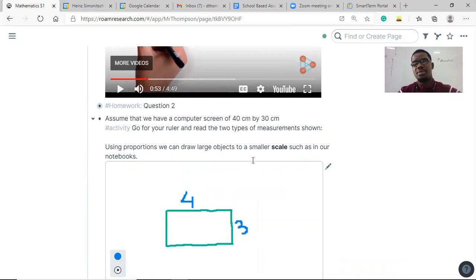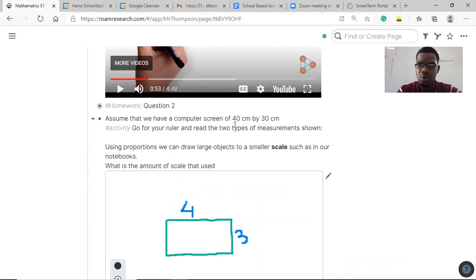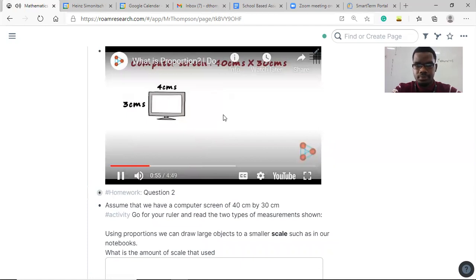Right? So your job is gonna tell me what is the amount of scale that was used. When we say scale, we really mean how much is the drawing reduced by. Right? So if it's going from 40 to 4, what's the difference there? If it's going from 30 to 3, what's the difference there? All right? That's what we mean by scale. This will fit into your notebook.